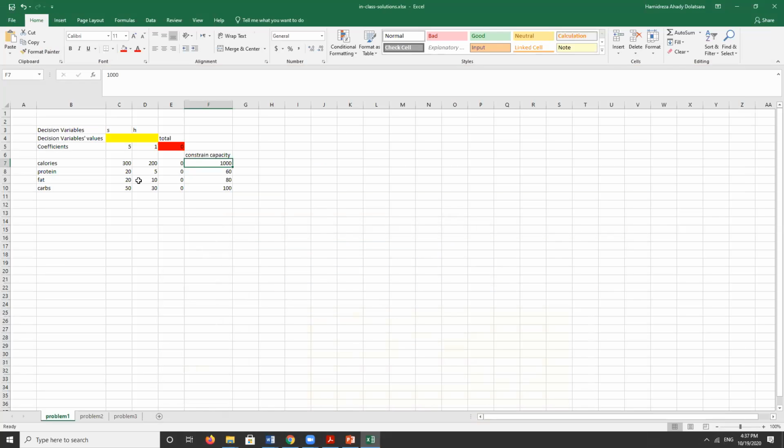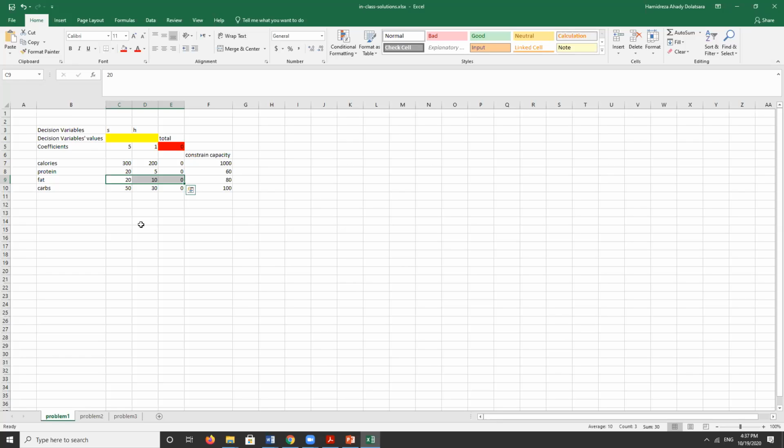Because according to the problem, we seek anything more than 1000. What about fat? If I consider 4 sandwiches and 1 hash brown, how much fat does it make? 90. So 90 is more than 80. So it's not good.